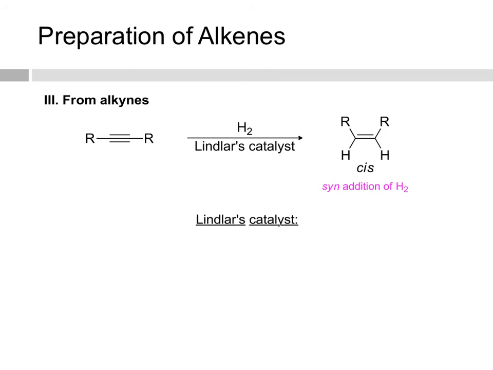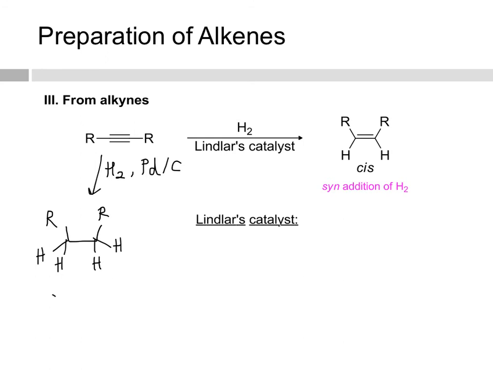You can also prepare alkenes from the corresponding alkynes, and usually alkynes are reduced with hydrogen gas. Hydrogen does not do anything without a catalyst, and so under normal conditions you will use hydrogen with palladium on carbon as a catalyst, and this undergoes reduction to the alkene and further reduction to the alkane.